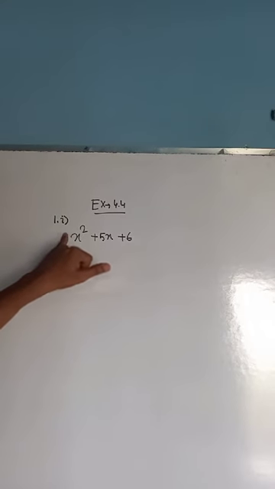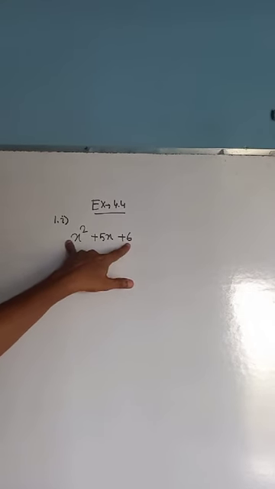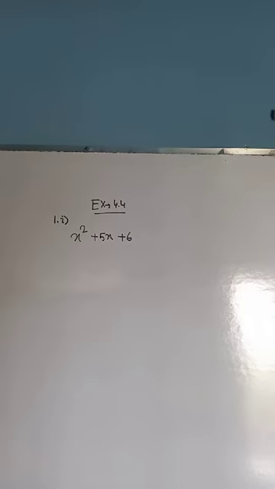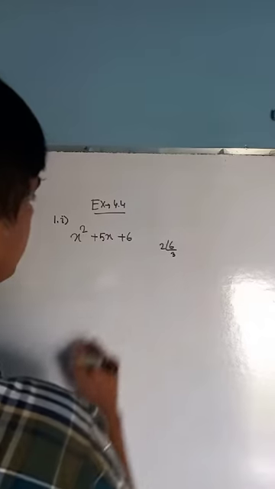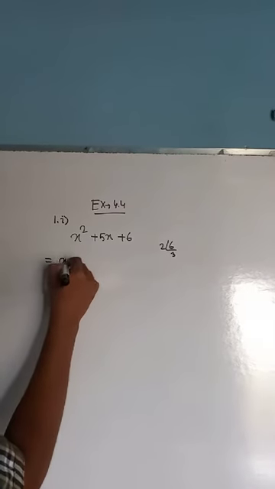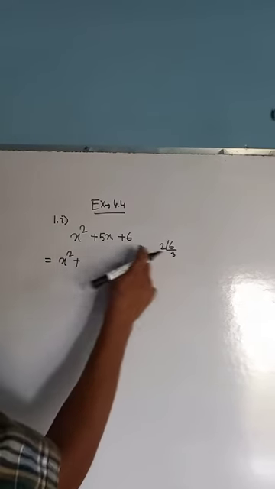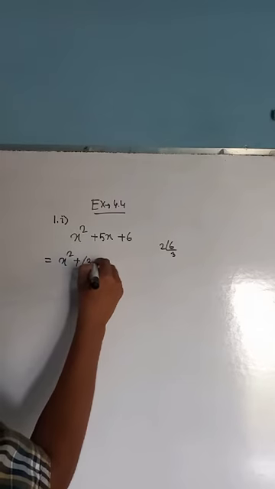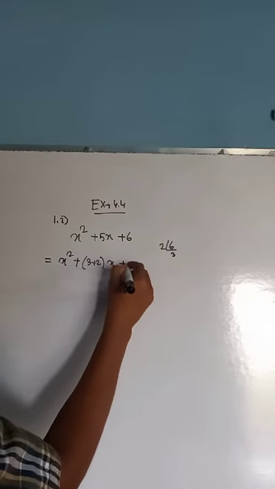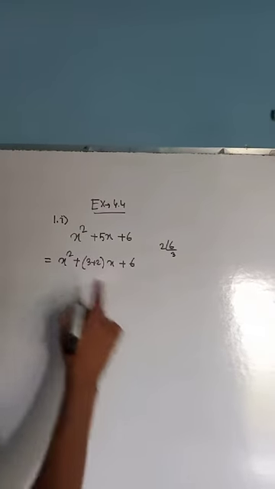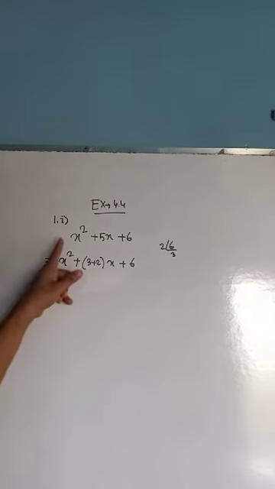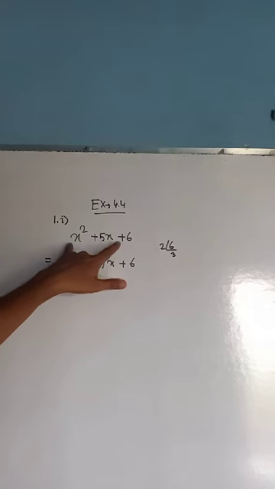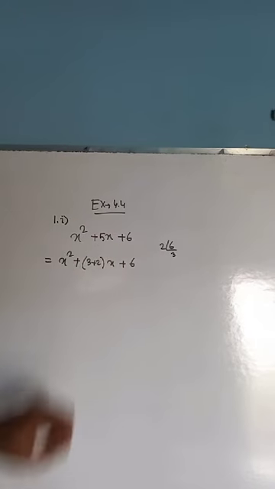What is the first term? 1. What is the last term? 6. So 1 into 6 is 6. Factorizing 6, 2 and 3 make 6. So you get x square plus 3x plus 2x plus 6. Another important thing is that you also check the sign: here plus and here plus, so you get a plus sign.